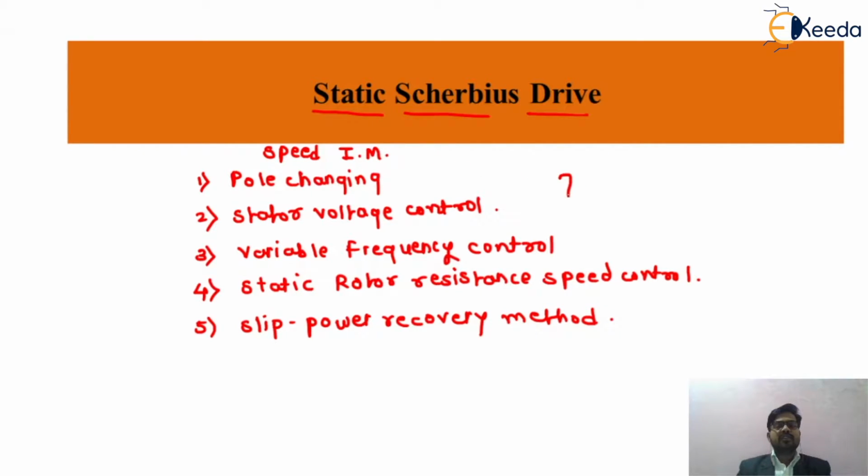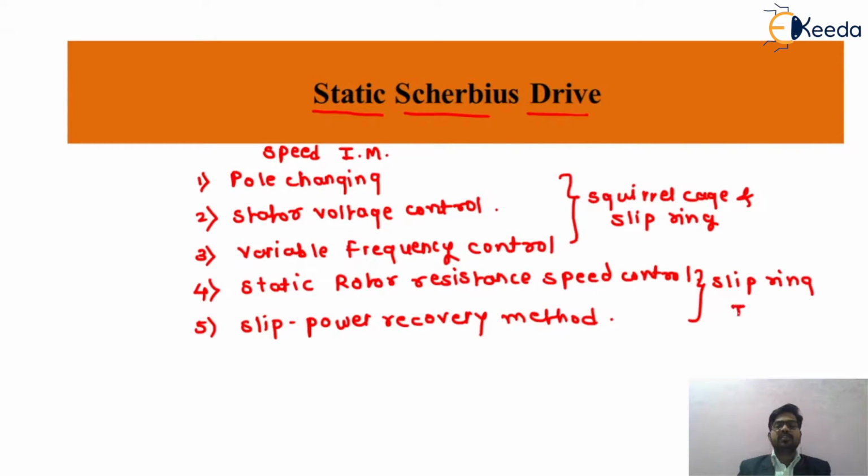As we know, the first three speed control methods are applicable for both squirrel cage and slip ring induction motors. But the last two speed control methods are only applicable for the slip ring induction motor, or wound rotor induction motor. There are a lot of disadvantages of the static rotor resistance speed control technique. To rectify these disadvantages, we employ the next speed control technique, called the slip power recovery scheme.